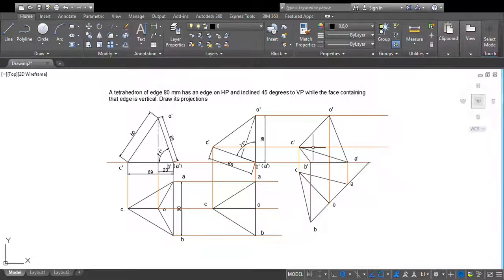I'll just dimension this angle also. This is 45 degrees. We need not mark these dimensions 69, 71, and this 69. Just for copying this diagram only, I have drawn it like this.